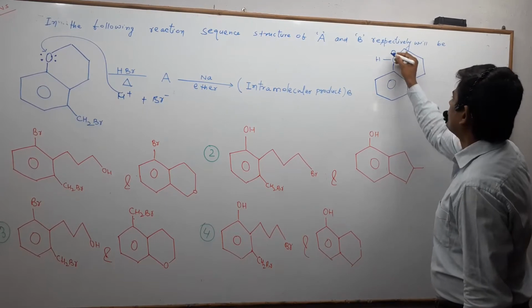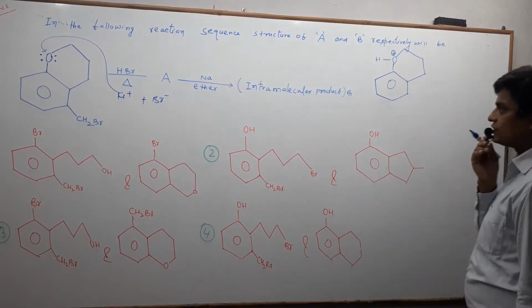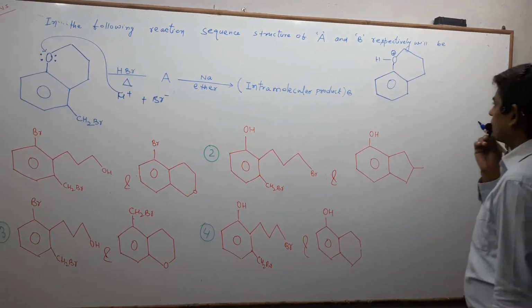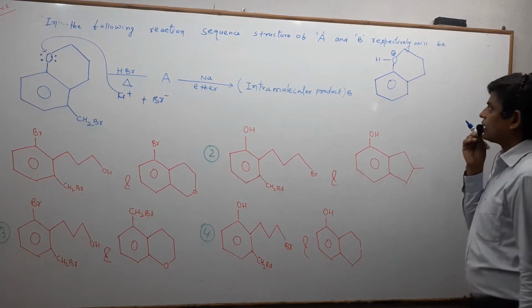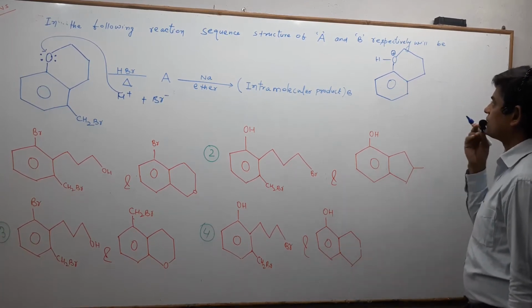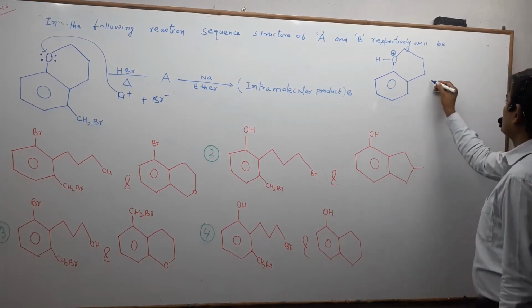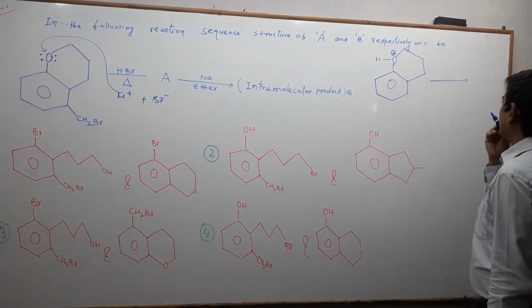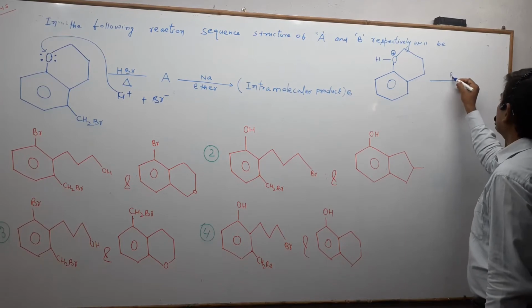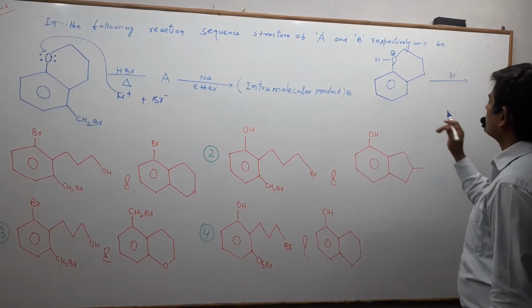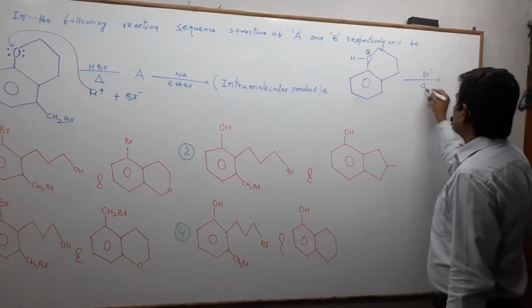And oxygen has a positive charge because H plus is attached with oxygen. So the lone pair converts into a bond, and that's why a positive charge appears on the oxygen, right? Now here we have bromide ion.